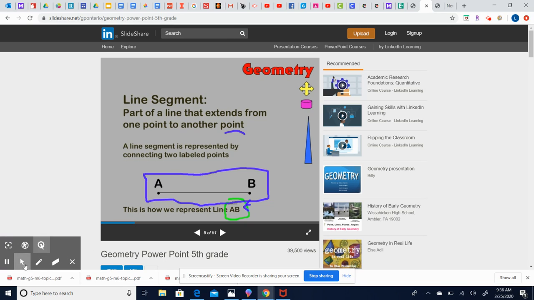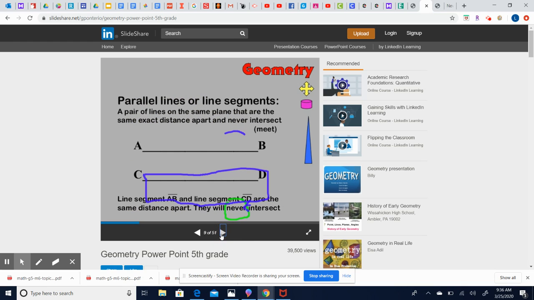And we use line segments to make shapes, okay? Because lines aren't going to make shapes because they go on forever. So let's look at, we're going to need to erase this, some different types of lines.